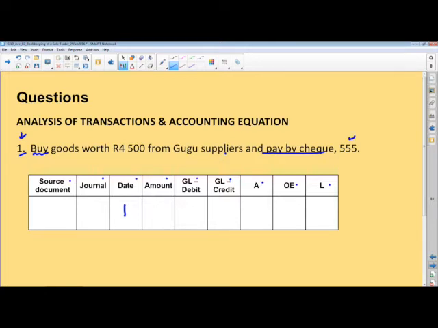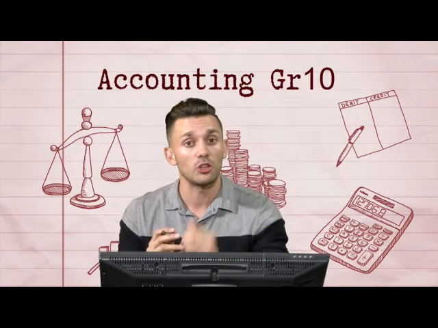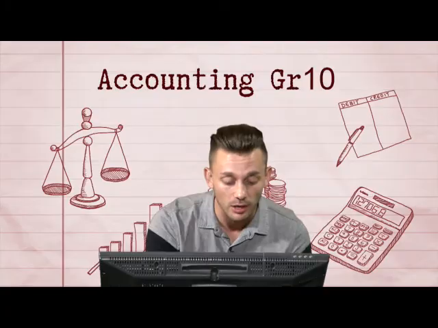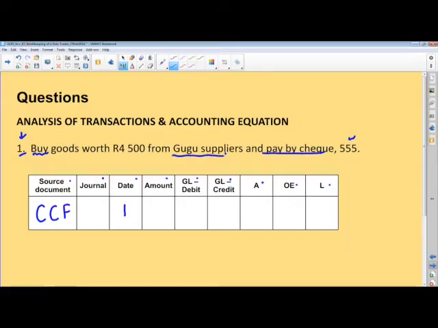Now, what will I call the source document that I as a business will keep? I will keep the check counter foil. Now what is that? The check stub. Remember when you have a checkbook, there's a small little piece on the side. I will keep the check counter foil within the business. The check will be issued to the person I'm paying. And who am I paying in this regard? I'm paying Gugu's suppliers. I don't have a column for it now, but where will I pay? I will pay in the CPJ. And now, what is the amount I'm paying? I'm paying 4,500 Rand.